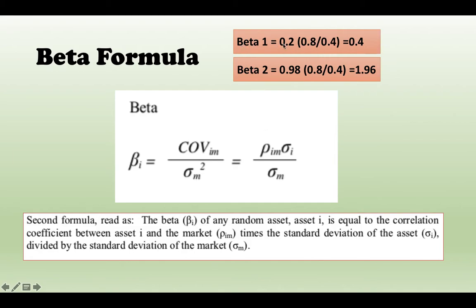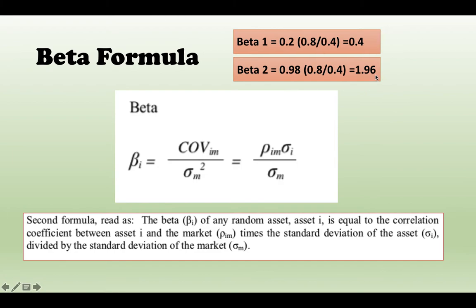Let's look at the example of the first beta. In this case, your correlation coefficient is 0.2. Then let's say 0.8 divided by 0.4, where 0.8 is the standard deviation of the stock and 0.4 is the market standard deviation. So this gives you a beta of 0.4. If the standard deviations of STAMP and the market are the same, then you multiply by a higher correlation coefficient, which gives you a high beta.